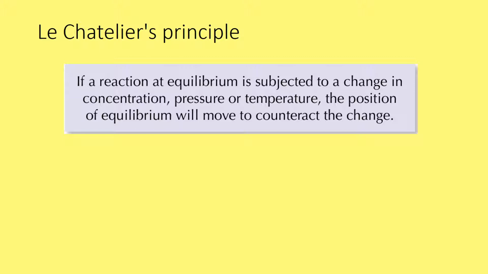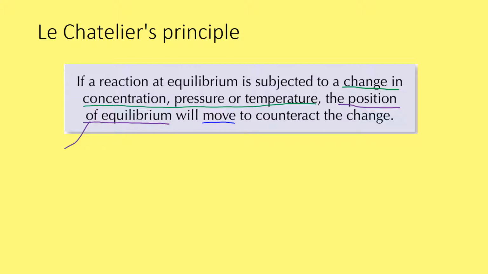So that's what it says, but what does it mean? Okay, so let's unpick it. So there's three things we need to unpick. The first thing is we need to understand the position of equilibrium. The second thing we need to unpick is move. So the position of equilibrium will move. And the third thing is change in concentration, pressure or temperature. Okay, so let's do it in that order, starting off with what we mean by the position of equilibrium.